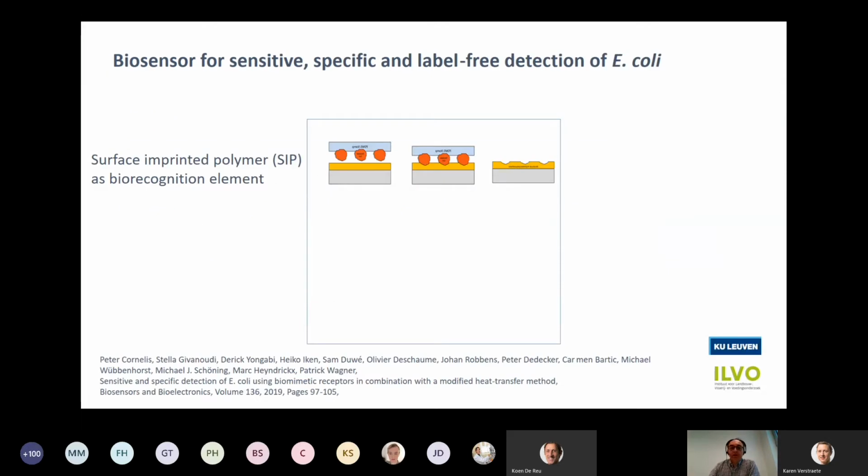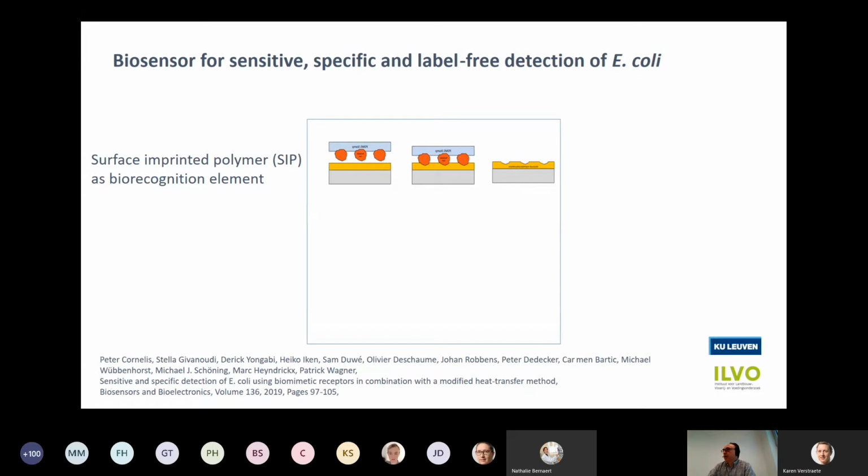So we have developed a biosensor for sensitive, specific, and label-free detection of E. coli. Label-free means that we don't need a dye or antibodies or other specific reagents. This was in collaboration between ILVO and KU Leuven. Now, the biorecognition in this biosensor is based on what is called surface imprinted polymers, or abbreviated as SIP, as a biorecognition element. And you see in the picture how this works.